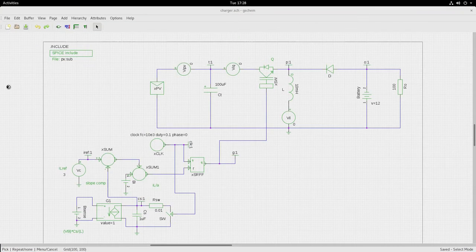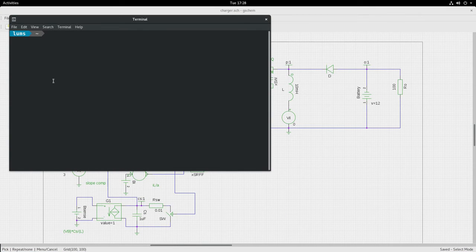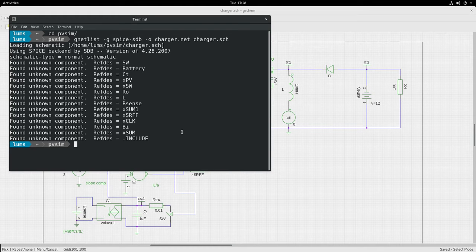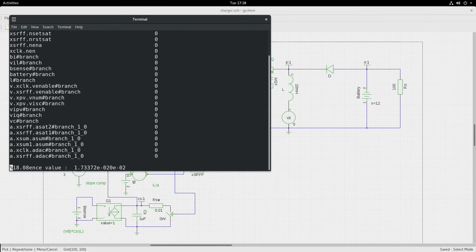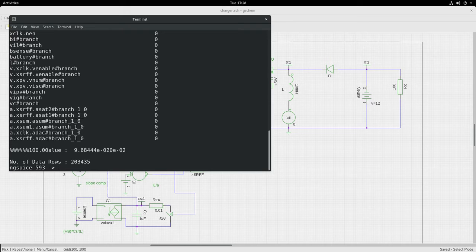So let me open the terminal window. Let me go to PVSim, the folder which contains all these files. I will generate the netlist first, charger.net, by executing the gnetlist, and then now I will run ngspice charger.cir. So it will start simulating. Let it simulate, and after simulating we will look at some important waveforms.